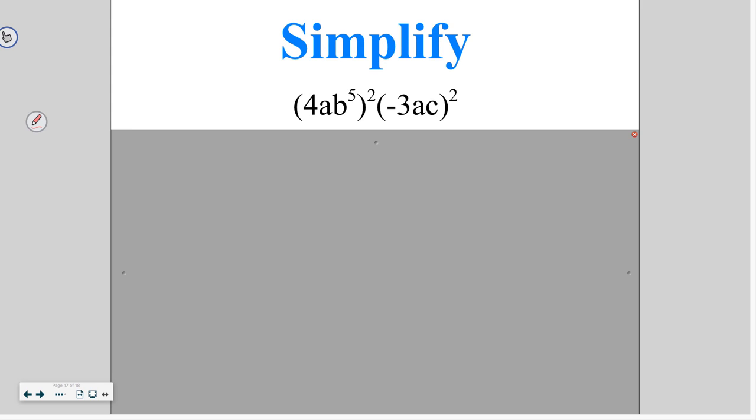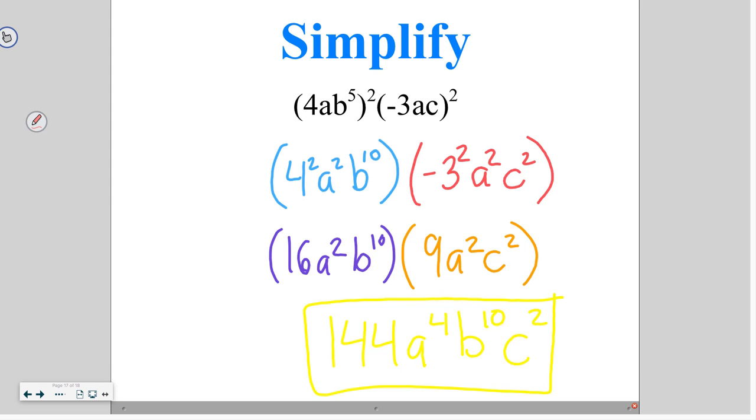Go ahead and try this one on your own. First step is going to be to distribute those exponents of 2 into both expressions. So I've got 4 to the second, a to the second, b to the 10th, negative 3 to the second, a to the second, c to the second. Simplifying those number parts down, I've got 16 and 9. Then I'm going to want to go ahead and combine my variables where I can. So I've got 16 times 9, which is 144. A to the second and a to the second is a to the fourth. B to the 10th had nothing to pair up with, so it's b to the 10th. And c to the second had nothing to pair up with, so it stays as c to the second.